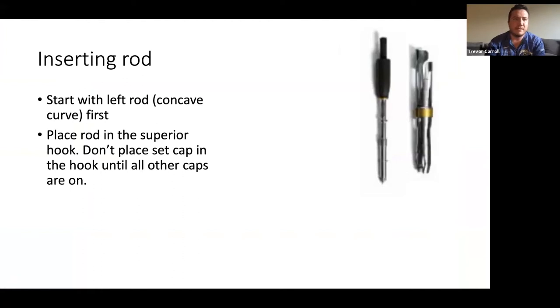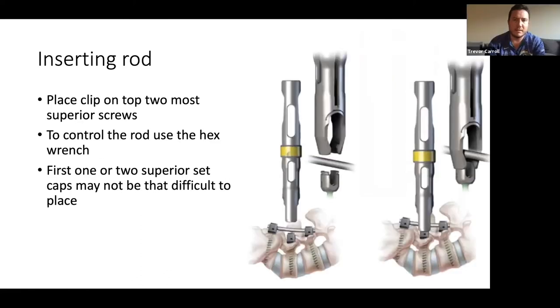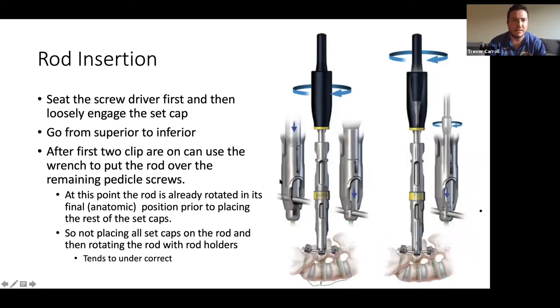So just kind of helpful things, and we'll show you in the video, so I'll just go through this quickly, but we start with the left rod. We start superiorly. We place the rod inside as a closed hook, and then we don't place the set cap on that until all the other screws are in. We use clips to help reduce the rod to the screws, and we do an early derotation. So after a couple of the clips are in, we try to rotate the rod so that it's oriented in its final position earlier than putting all the set caps on.